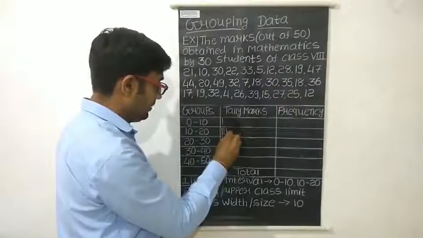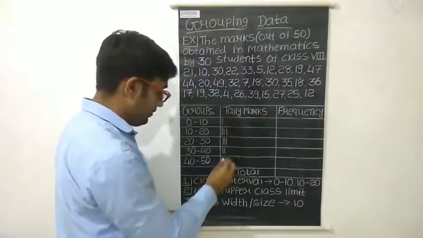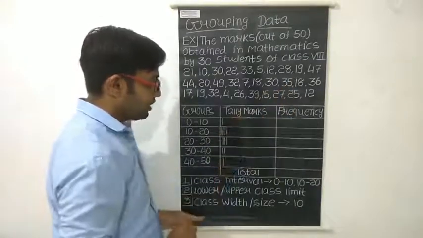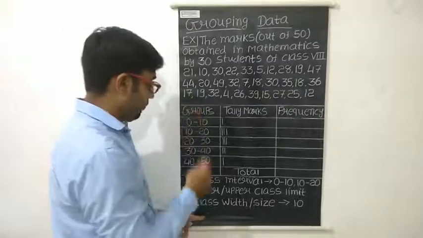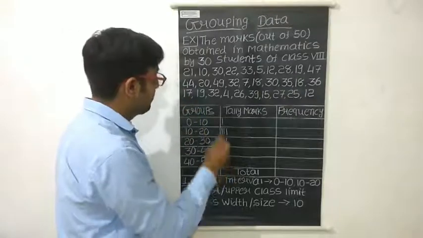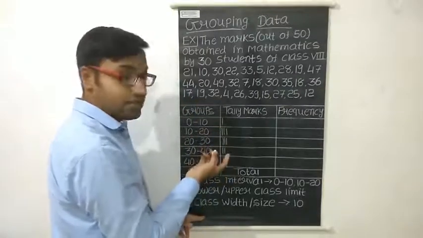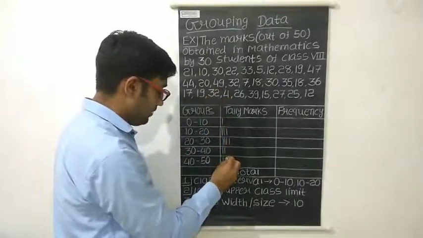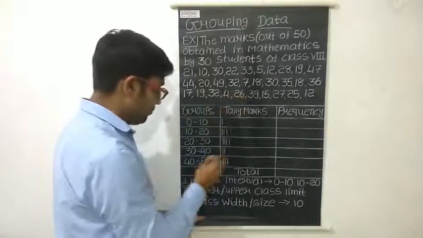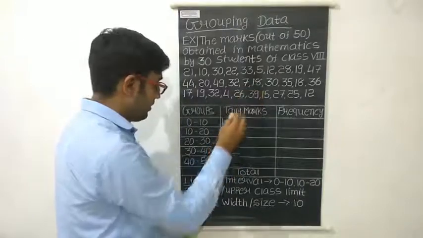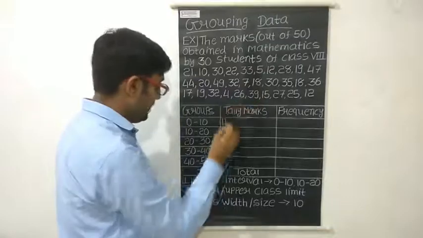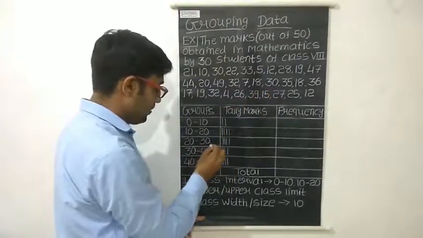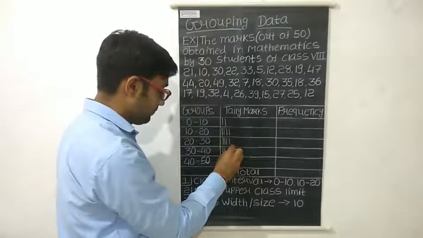19 will be here. Then 47 will be in this group, 40 to 50. Now these 10 students are completed. Now 44, again it will be in this group. 20, again 20 is the question, so we have to put 20 here. 49 will be here. 32 will be here. 7 will be here. 18 will be here. 30 will not be in this group, it will be here.